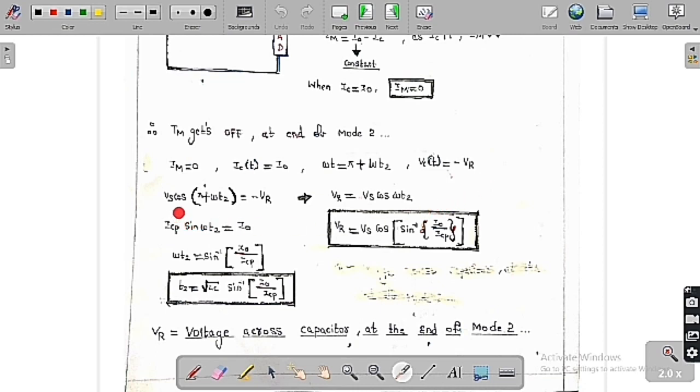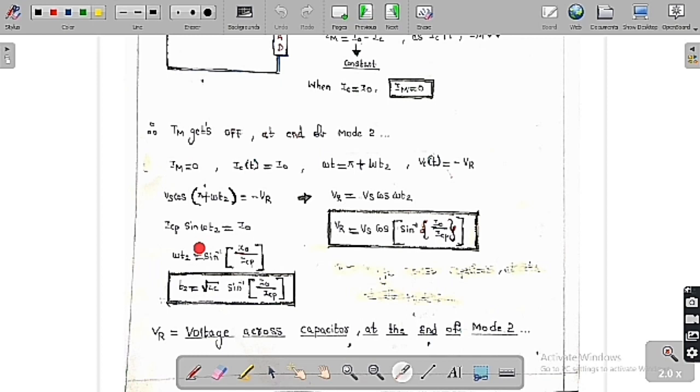Now, I have already told you the basic formula. In mode 2 it is still the same, Vs cos omega t, where omega t is equal to pi plus omega t2, and Vc is now minus VR. Here cos of pi plus omega t2 lies in the third quadrant, where cos is negative, so it becomes minus cos omega t2. The minus signs cancel, and we get VR equal to Vs cos omega t2. This is the value we are going to get.